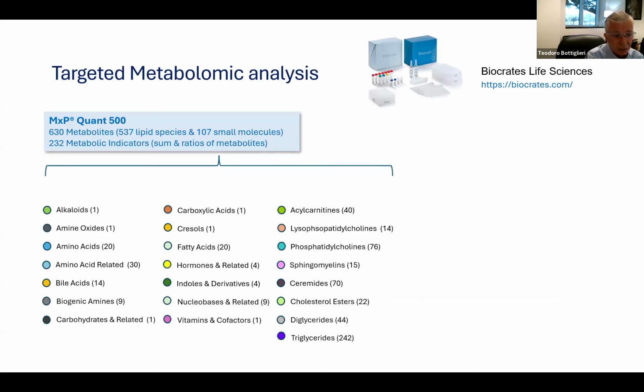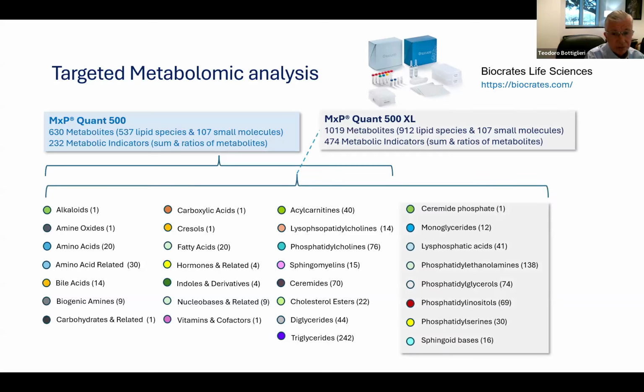Biocrates. And these are all the metabolite classes that were identified. The numbers in parentheses indicate the numbers of metabolites for each class that were detected. At the time, this platform was available for the analysis. However, since then, and it's been available, I believe, for just over 2 years now, there is an expansion plate for this platform, and the kit is called the MxP Quant 500 XL, and it expands the coverage to 1,019 metabolites and 474 metabolic indicators, which are made up of sums and ratios of metabolites.